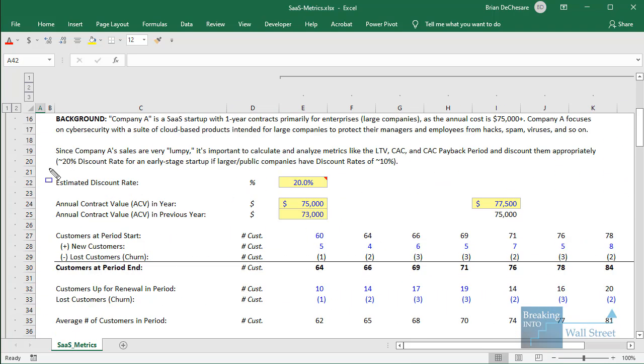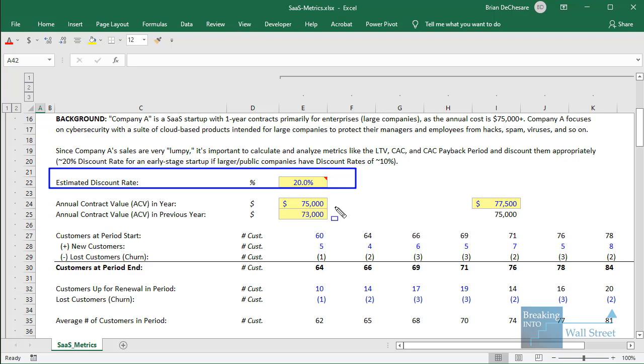We have assigned a discount rate of about 20% because we assume that public companies in this sector probably have discount rates of about 10%. So a much smaller startup like this should probably have a discount rate that's at least twice as high as what large public companies in the sector have.